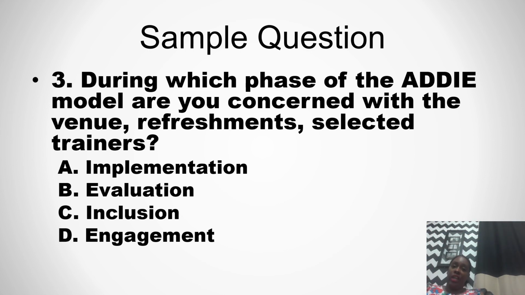So during the implementation phase is when you are concerned with, again, the venue, refreshments, selected trainers, and the mode of training. If it's a webinar, you're going to be concerned with the bandwidth of their internet, whether they have access to internet, they have access to computers. Depending on the actual mode of training that you use, you've got to ask yourself these questions during the implementation phase. That's all I have for you. That's all of the questions.